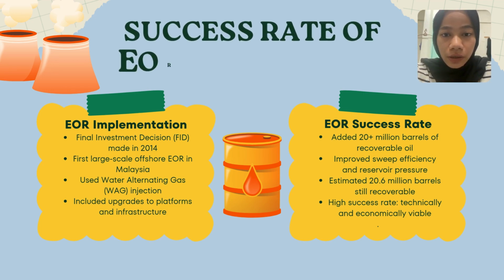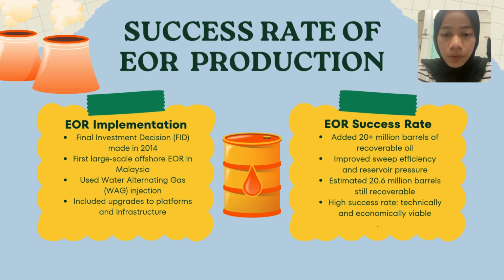Okay, so now let's talk about the success rate of EOR production. The method used in Tapis field is water alternating gas, or WAG, injection. This involves alternating the injection of water and gas to improve sweep efficiency and maintain the reservoir pressure. Along with this, facility upgrades were made, including the installation of a new central processing platform and enhanced subsurface infrastructure.